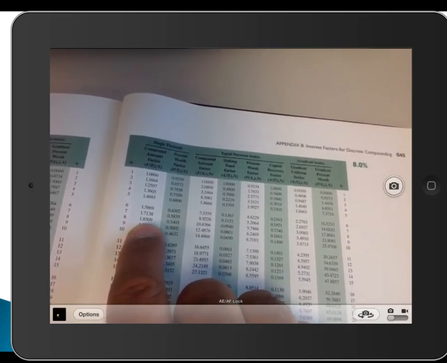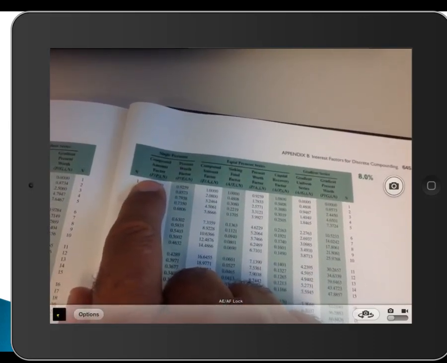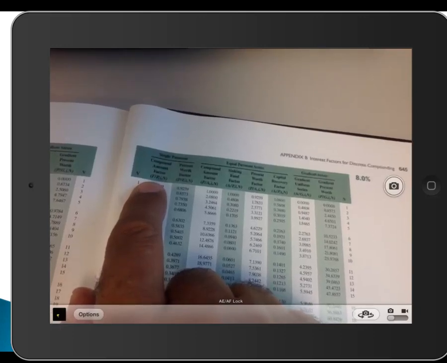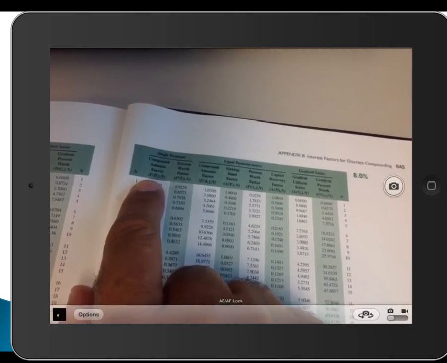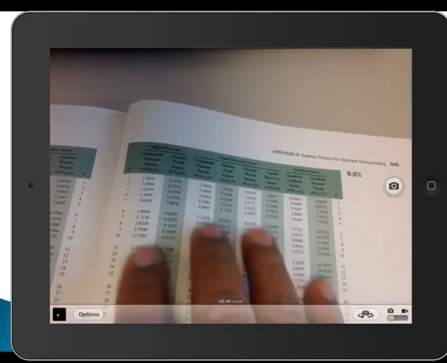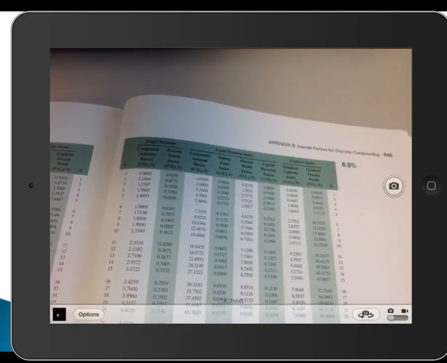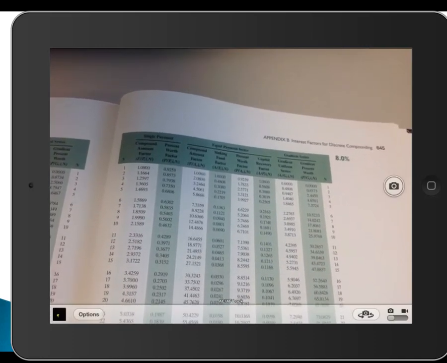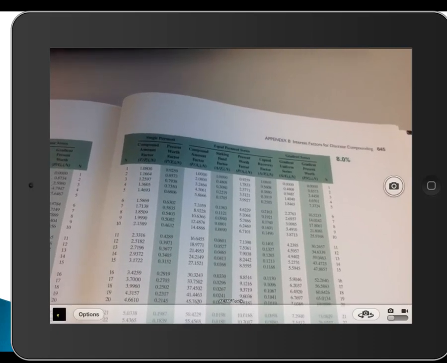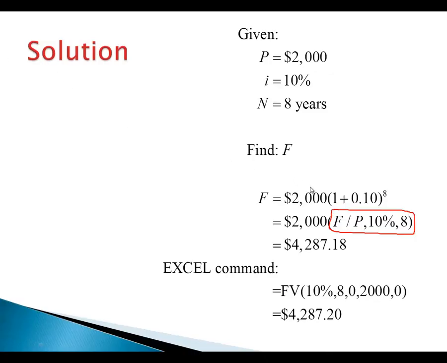4,287 and 18 cents. And as you can see here, the F given P with interest I and number of periods N, and that is called the compound amount factor. So looking at the table at the end of the book, you can see that these values can be given and the factor can be multiplied by P, and that will give you the future value for that equation, which means now it can be calculated in three different ways.